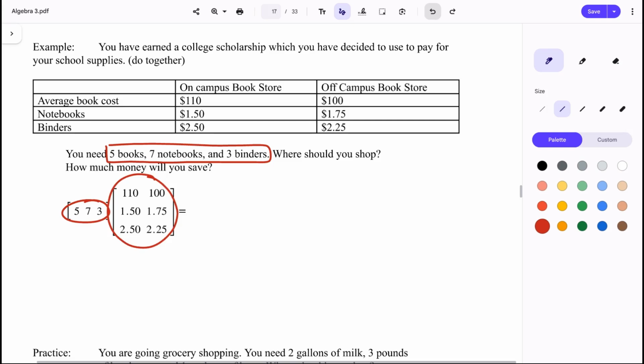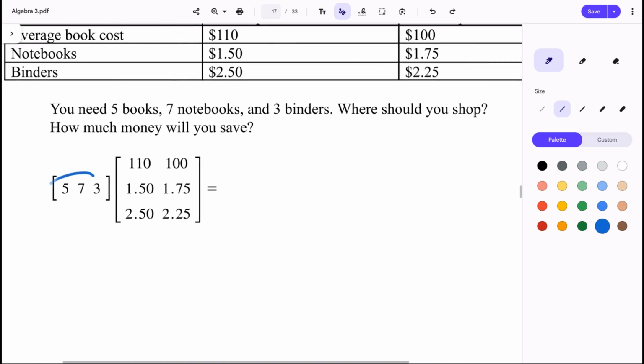I want to figure out which place is going to be cheaper. So I'm going to do multiplication here in order to figure out how much it would cost me to buy all of these things at the store. So like we did on the previous page, we're going to take on this first one, this row times this column. So you're taking 5 times the 110, 7 times the $1.50, 3 times the $2.50, and then you're adding those all up. I want you guys to do that.